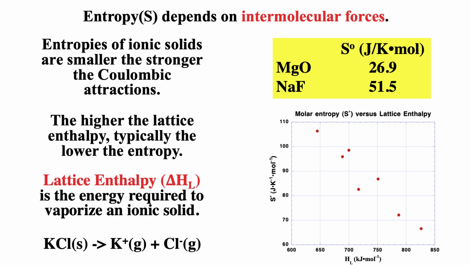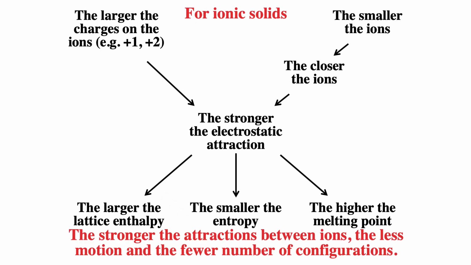And so if you remember from 112, lattice enthalpy is a good measure of the ion-ion interaction, the strength of the ion-ion interaction. And so here we have entropy on the y-axis versus enthalpy on the x-axis. The larger the lattice enthalpy, the higher the ion-ion interaction, and the lower the entropy. The lower the lattice enthalpy, the higher the entropy. And so again, the stronger the intermolecular force, the lower the entropy. The weaker the intermolecular force, the more configurations, the higher the entropy.